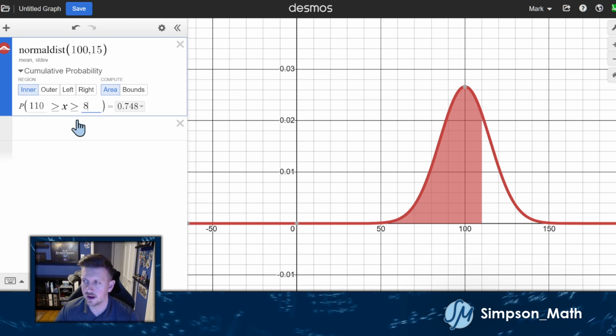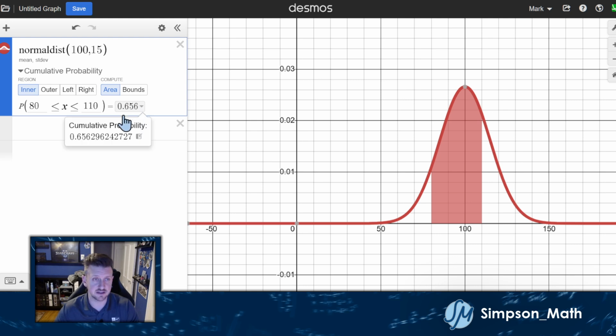How about that? Let's not do that. I like to go ahead and have it be 80 to 110 because that makes more sense in my math brain. So 80 to 110, 80 is less than x, which is less than 110. So we can get the area between those two, and I get 0.656. If I wanted more decimal places, I can toggle up the thing to get more decimal places.